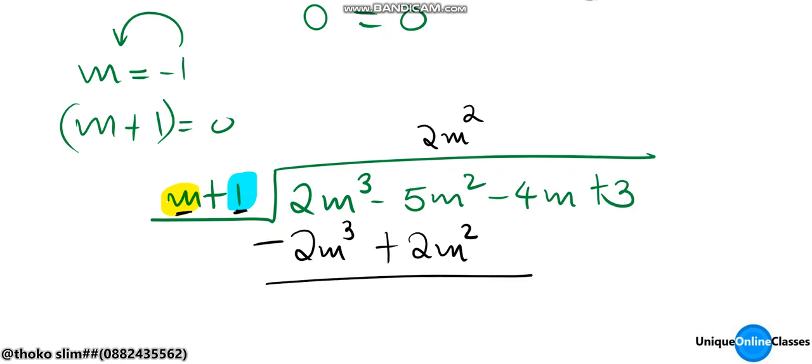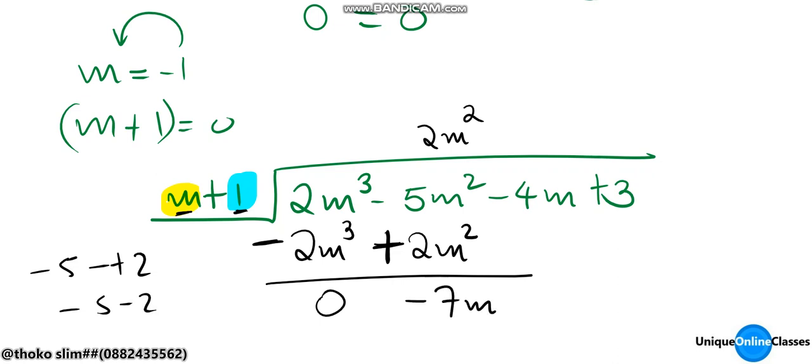Then you have to subtract this. So if you subtract 2m cube and 2m cube, that will be 0. And there, if you subtract, we're going to have the minus 5, minus plus 2, minus plus 2 here. So that will be minus 5 minus 2, which is negative 7m squared. And then we're going to drop down negative 4m.